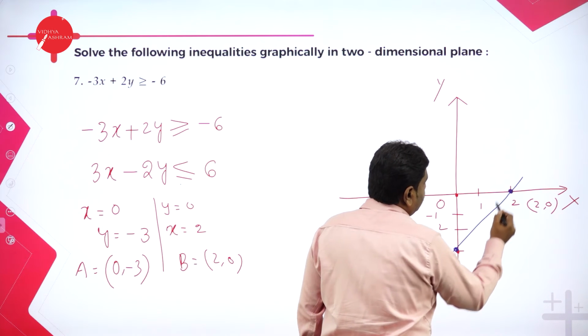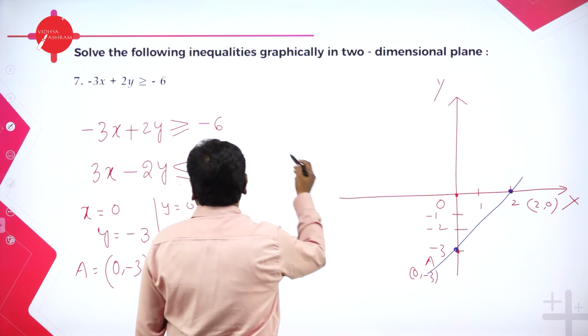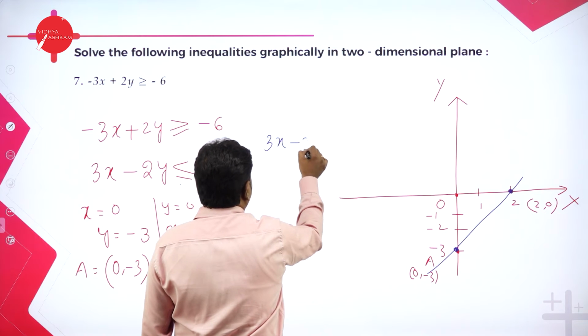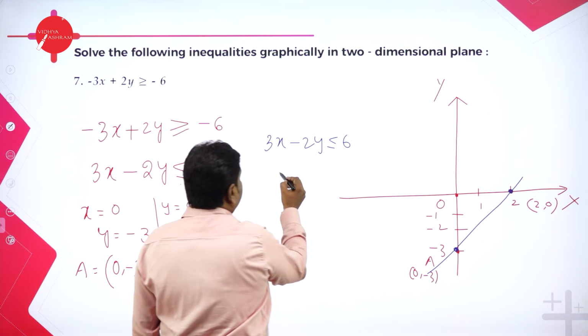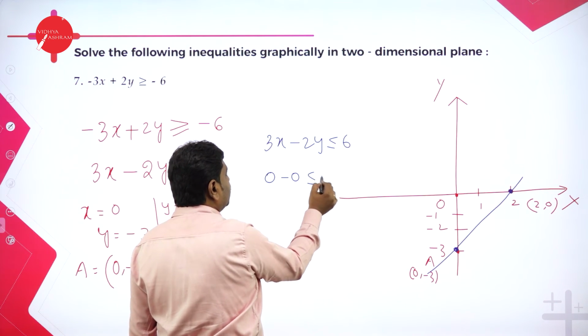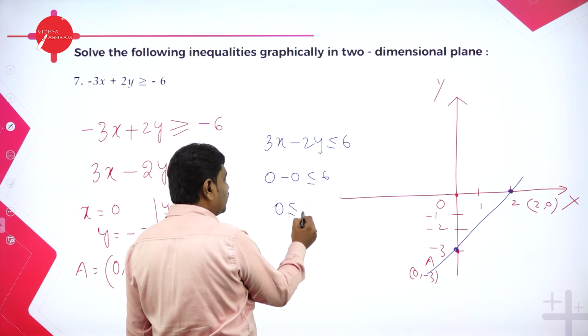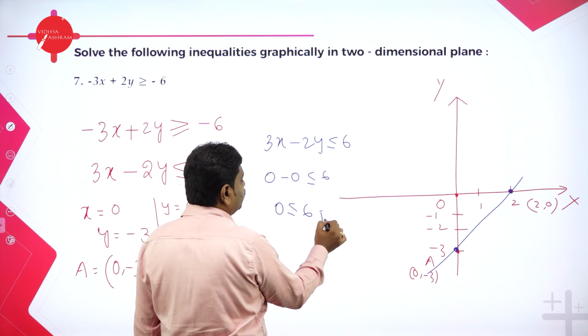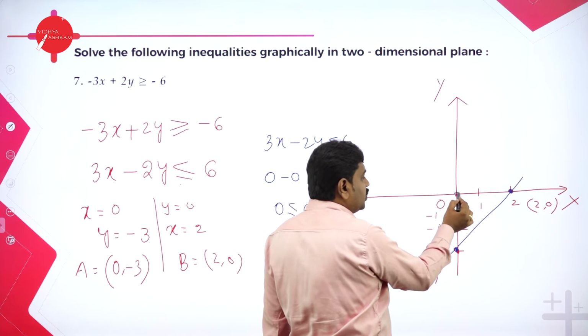Now I need to shade. First put origin to decide. 3x minus 2y less than or equal to 6. I'll put origin, so 0 minus 0 less than or equal to 6. 0 is less than 6 is true. So it means my 0 is included.